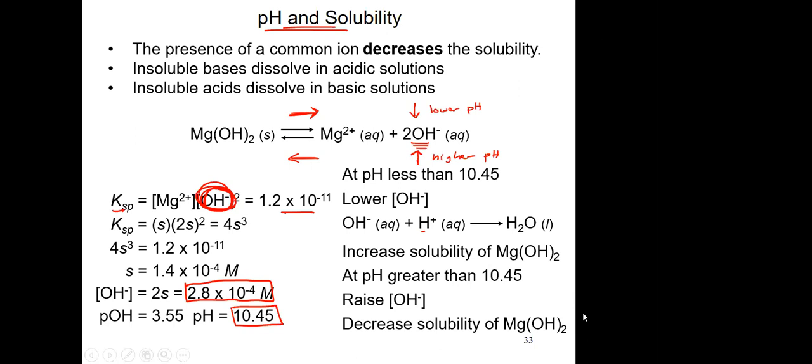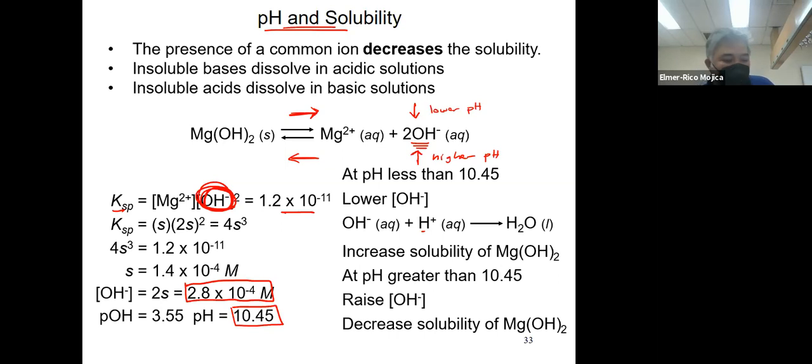Yes, at the lower pH, the hydroxides are getting used up. The lower the pH, the lower is your hydroxide, because at lower pH you have H plus, and the H plus will react with the hydroxide. Therefore, your hydroxide concentration decreases. So when it decreases, the magnesium hydroxide is more soluble because the forward reaction is favored. Now at higher pH, there is more hydroxide, so the backward reaction is favored. Hence, the solubility of magnesium hydroxide decreases.